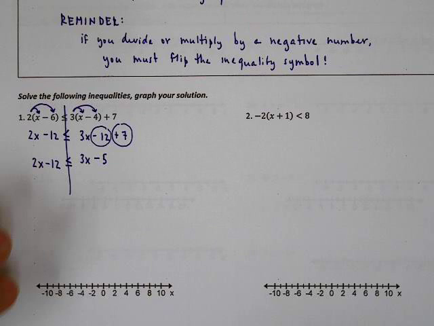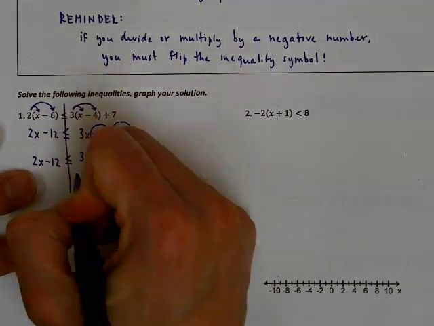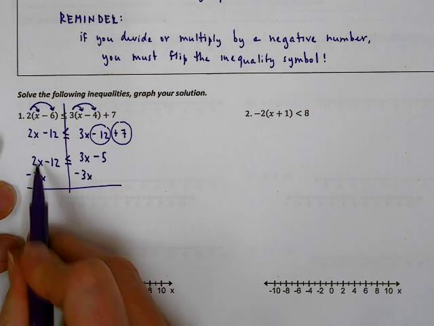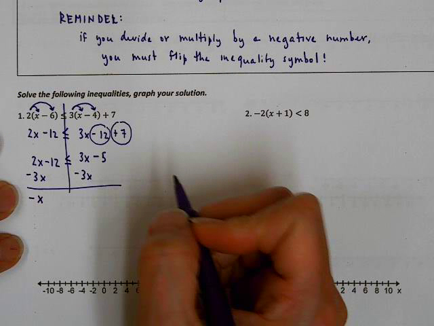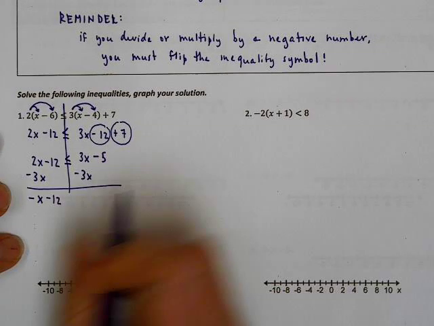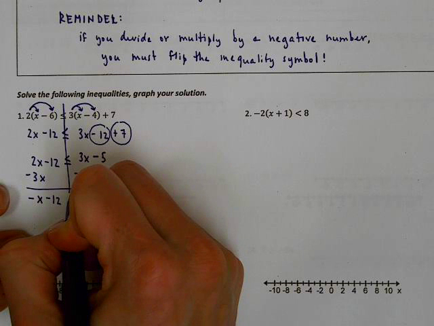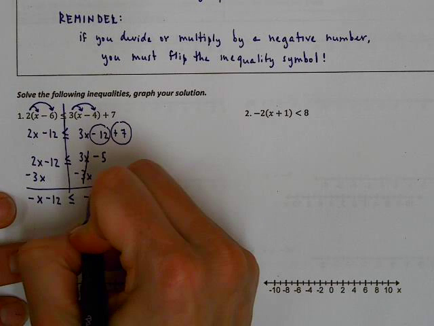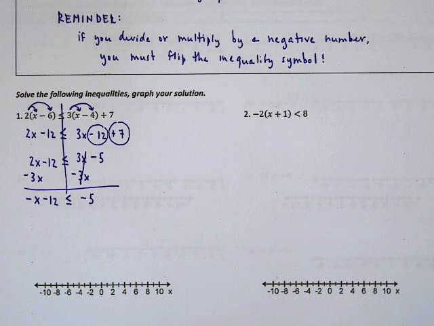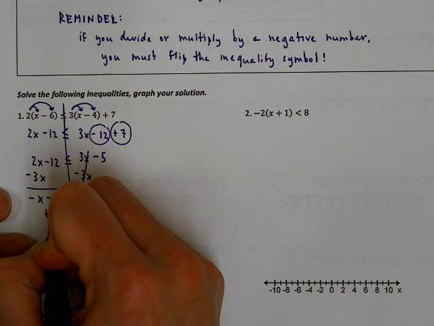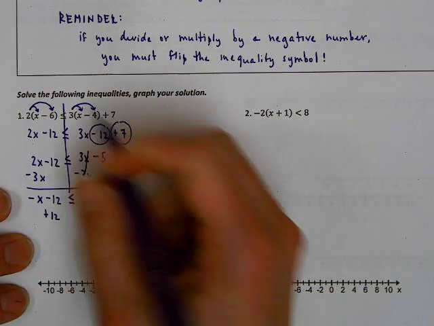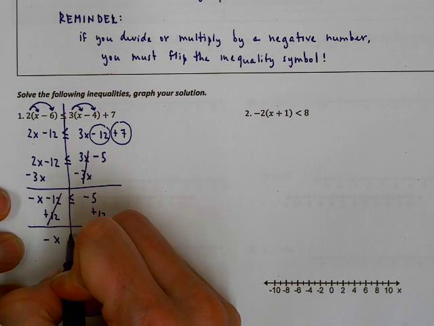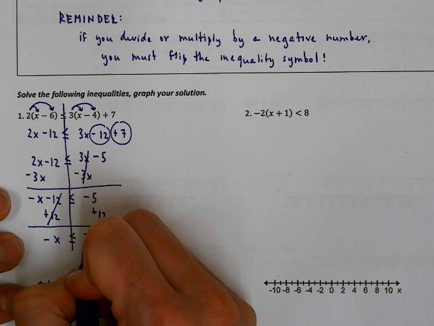What I like to do is I like to move all my variables over to the left side. So I'm going to start by subtracting 3x. Now when I do 2 minus 3, I get a negative 1x. I'm going to bring down my minus 12. Since I just subtracted, I haven't divided by a negative. I keep my inequality symbol the same. These are going to cancel, and I'm going to bring down my negative 5. Now I'm going to add 12 to both sides. My line kind of ran out here. So I get a negative x is less than or equal to, let's see, that's a positive 7.